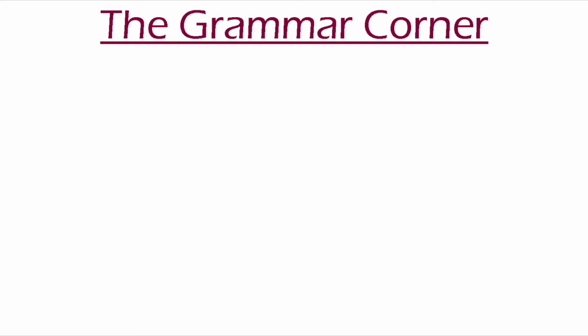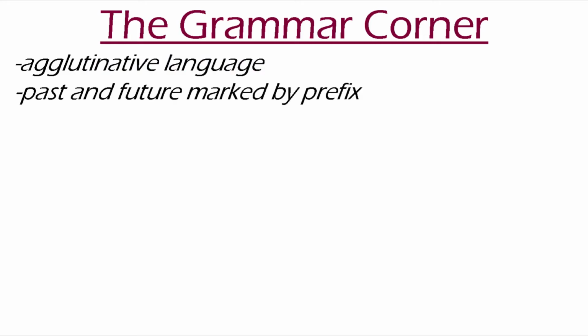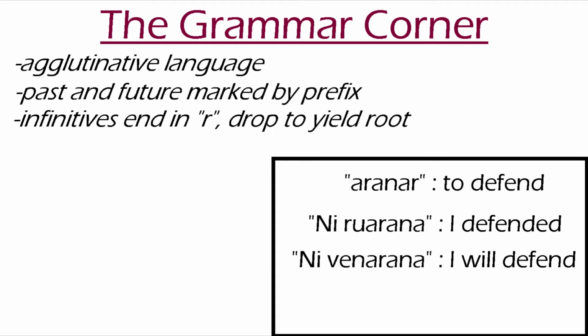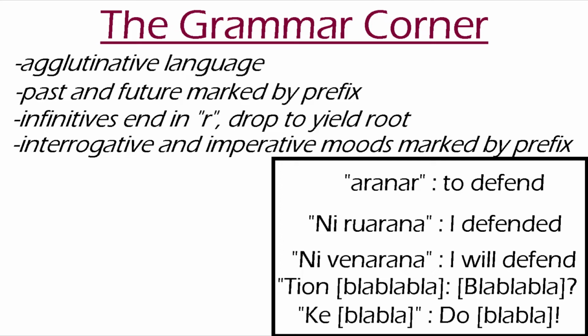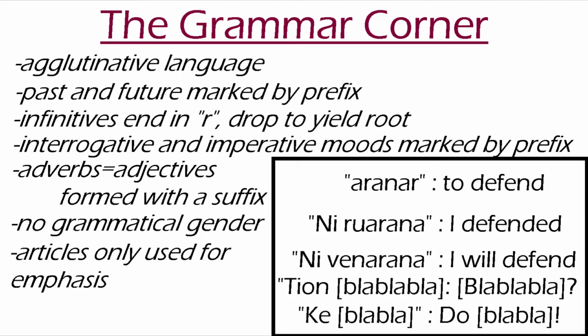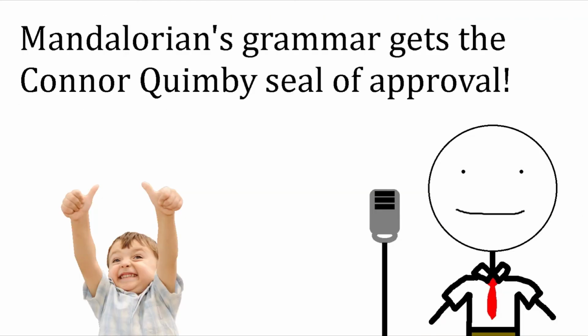As for its grammar, Mandalorian is an agglutinative language with a natural heavy usage of affixes. Verbs are not conjugated per se for tense, but a past or future prefix is added. There is no passive verb. All infinitives end in an R, and said R is dropped to yield the root. The interrogative and imperative moods are marked by a sentence initial prefix, and negation works in a very similar way. Adjectives and adverbs are not distinguished and are formed by the addition of a suffix. There's also no grammatical gender, and articles are only used for emphasis. This grammar is simple, efficient, and it gets the Connor Quimby seal of approval.